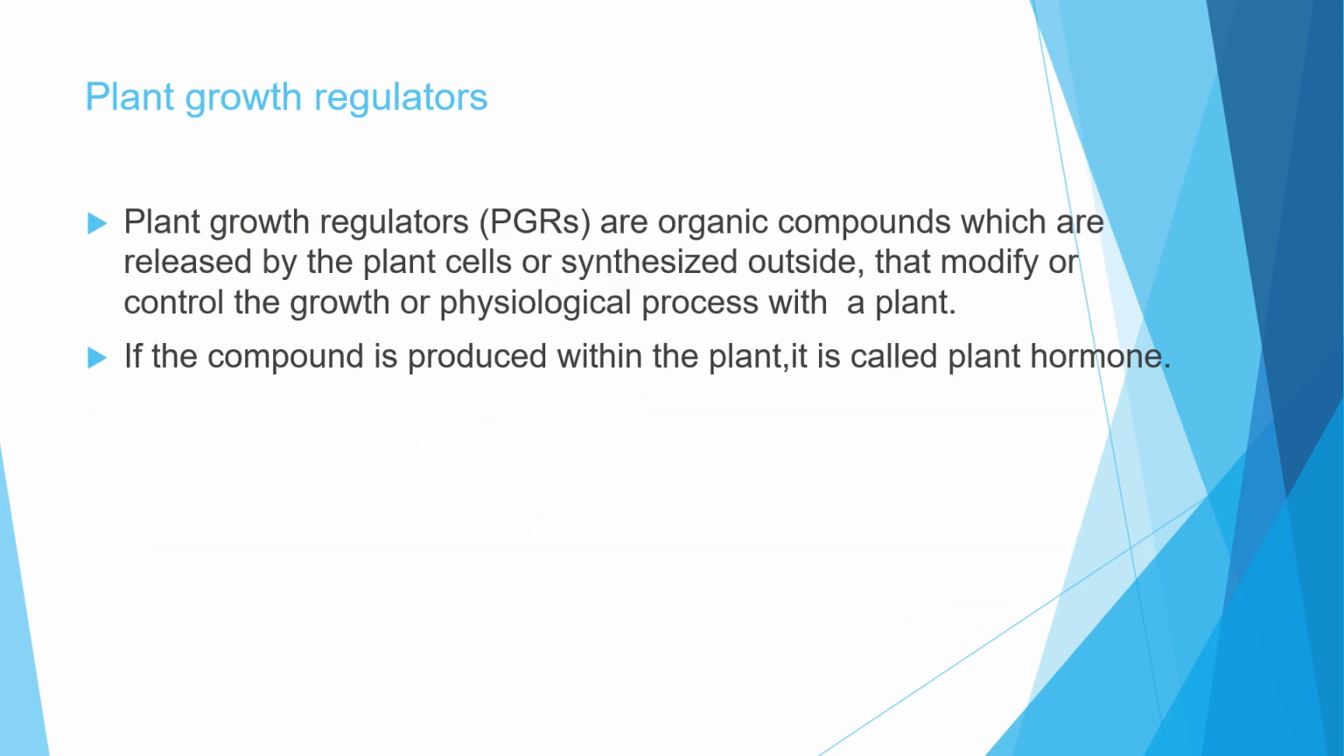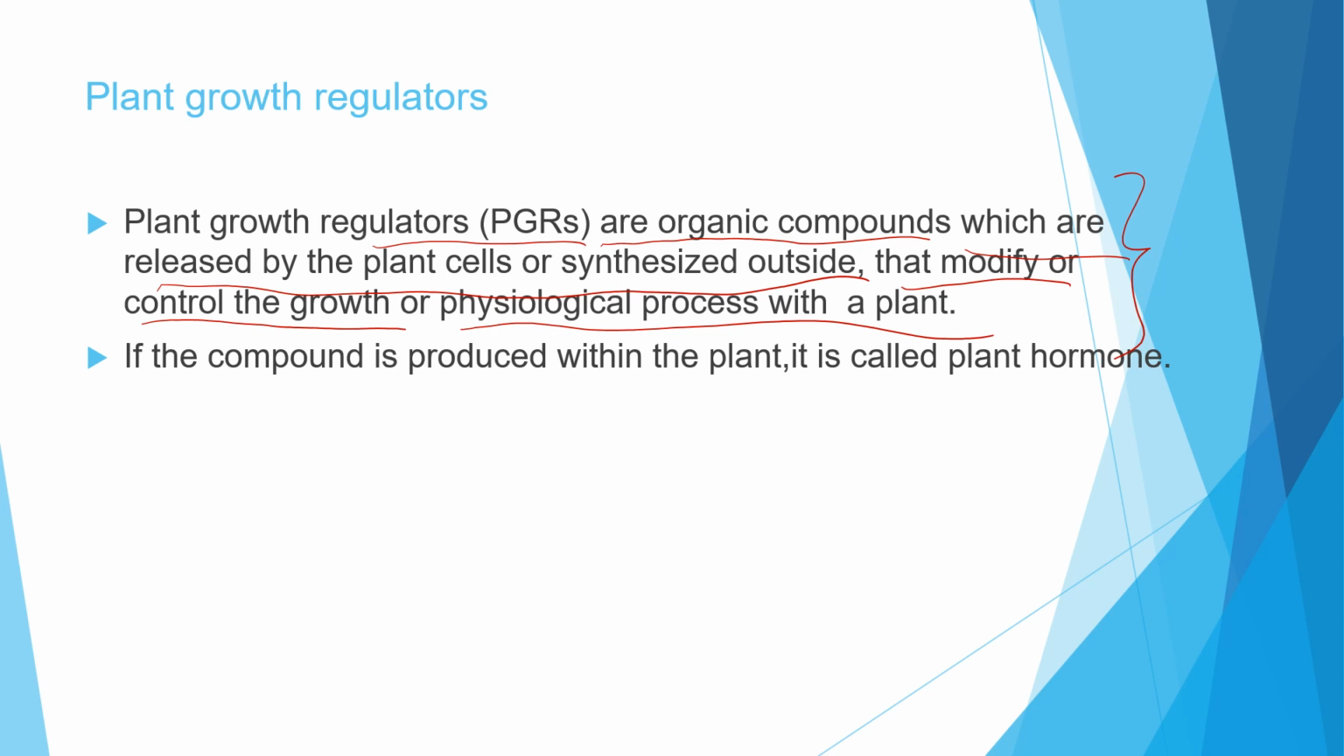Now, definition of plant growth regulators. So what are these? Plant growth regulators, or PGR, are organic compounds which are released by the plant cells or synthesized outside that modify or control the growth or physiological process within the plant. So just learn this. These are the definitions of plant growth regulators, right?